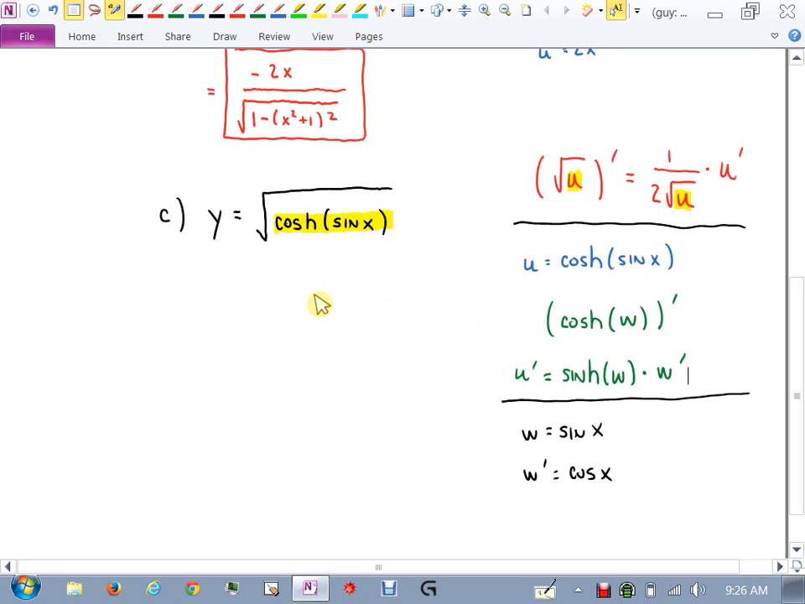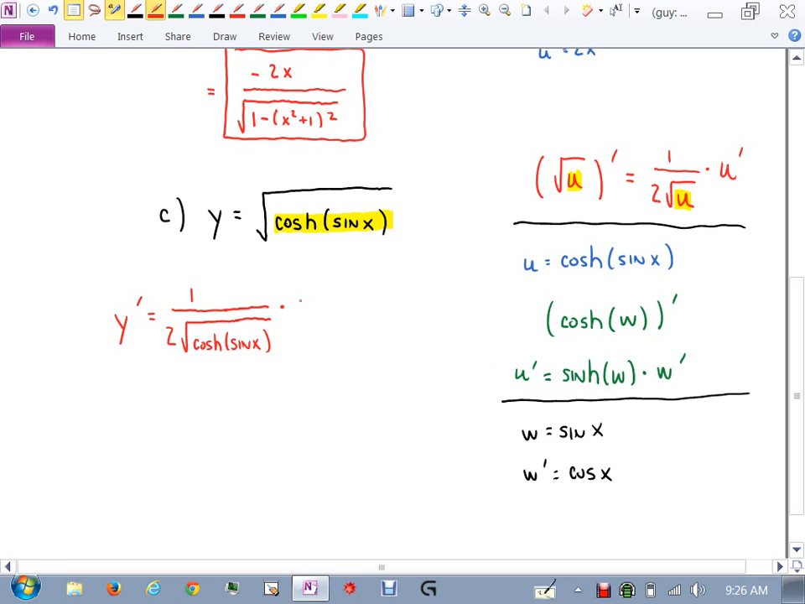Okay, so let's see if I can put this all together. The derivative of y should be, first of all, the derivative of the square root part, which was this. So it's 1 over 2 root, but what's u for us? Cosine hyperbolic of sine x. But then chain rule says times u prime. Times, now what's u prime? U prime is right here.